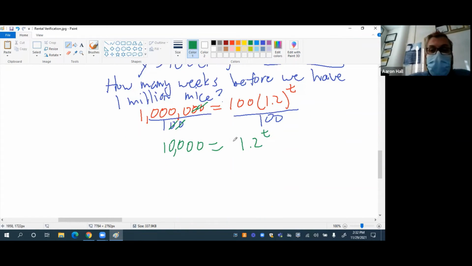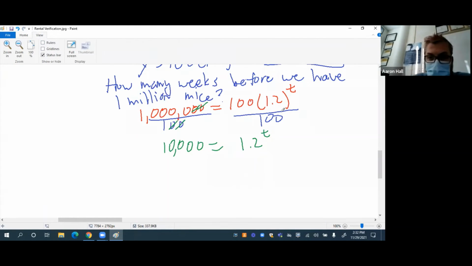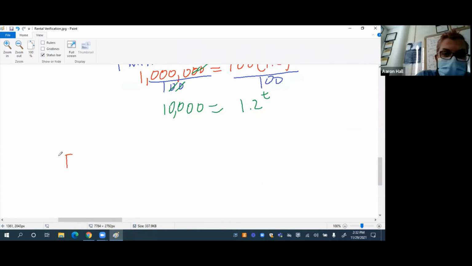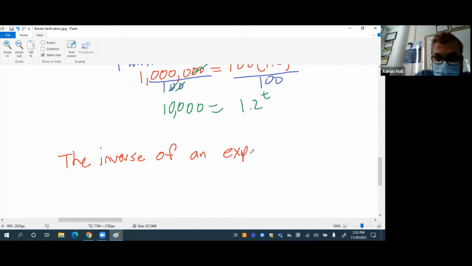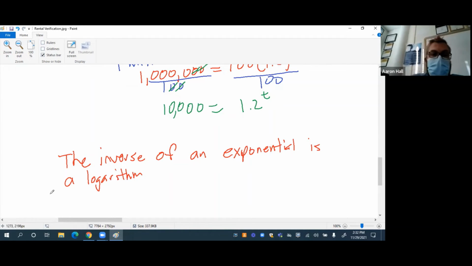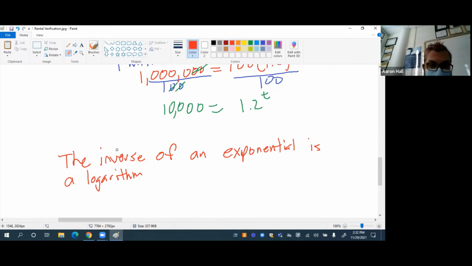Now the inverse of an exponential is a logarithm. So let's write this down. This is super, super important. So the whole point of a logarithm, the inverse of an exponential, is a logarithm. Okay. Now, one thing that inverses do is they undo each other.